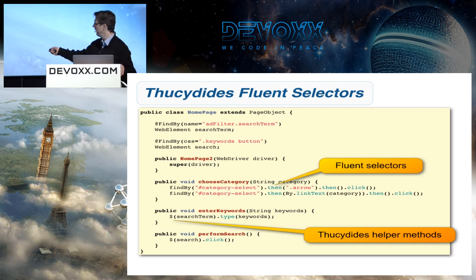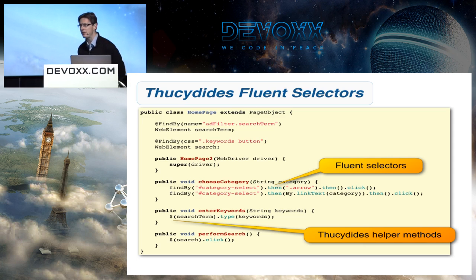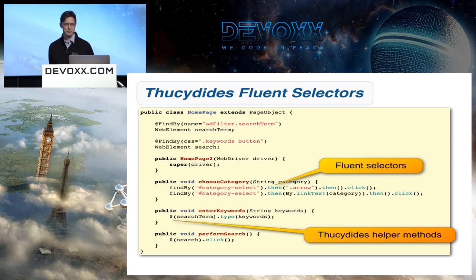So when we choose the category, we're going to look for the category select ID, probably a div or something. And then we go and look for something with an arrow, and then we click on whatever happened to be under the arrow. And then we're going to find the category select div. Then we're going to look for something with a link text. So that By is just standard WebDriver stuff: By link text, by partial link text, by CSS selector, by XPath, and then we click. The point of doing this is that it's easier to read than one humongous XPath expression, which is what you'd have to do otherwise. And if it's easy to read, it's easy to maintain.